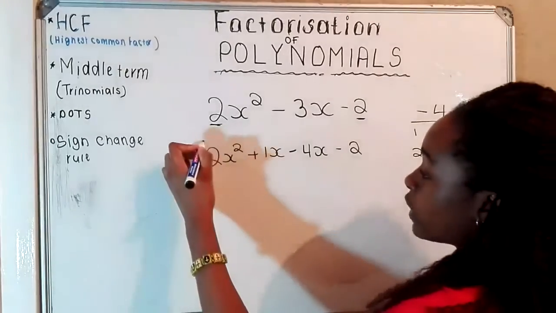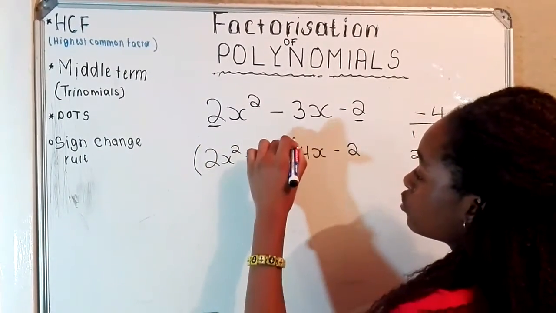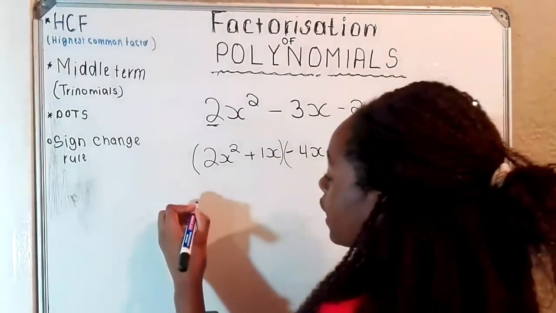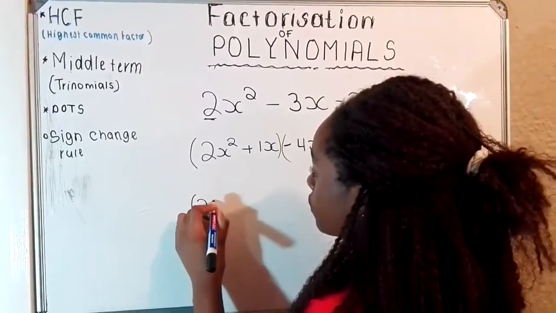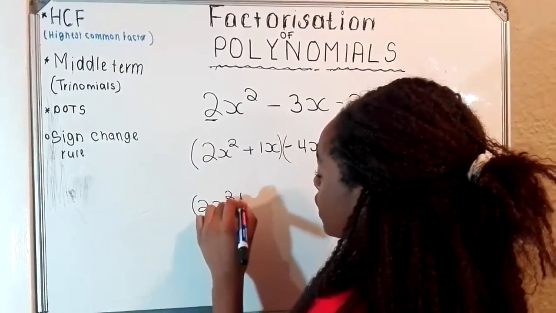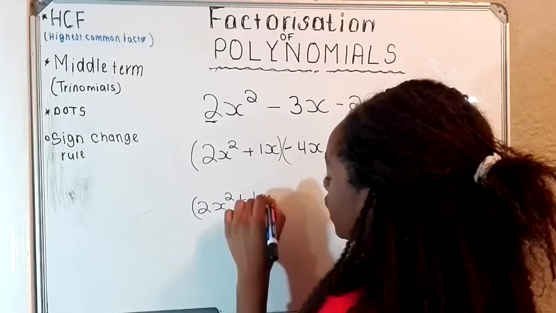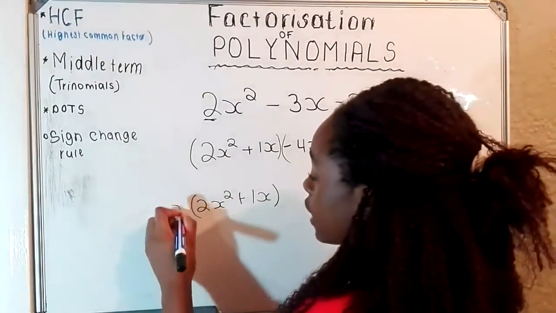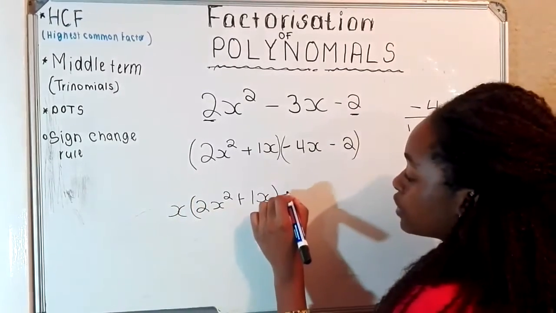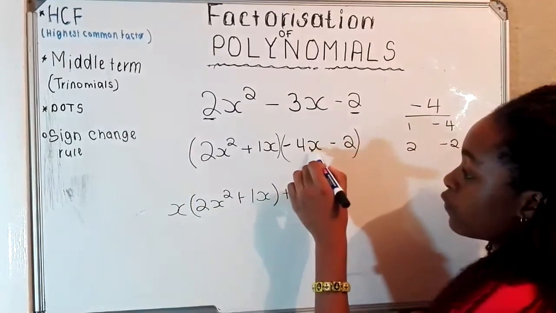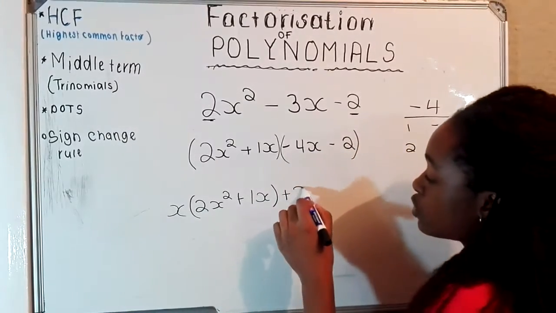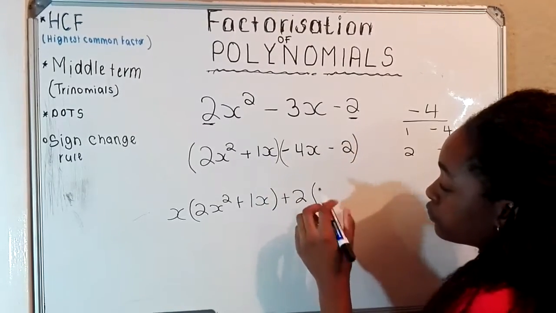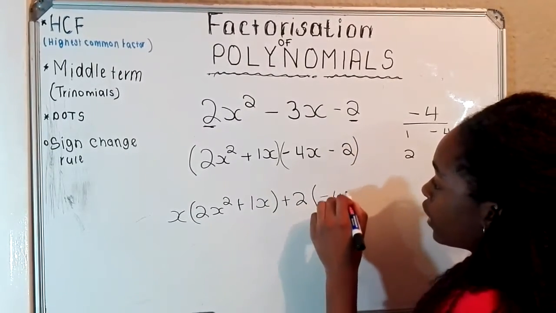So now we can group them. We can group each two by each other, and we can work from there. So when we group them, we'll have over here 2x squared plus 1x, and we see what is common between them. X is common between them, so we can factor out x, and here we'll have a positive sign, and we have minus 4x minus 2, and we see that 2 is common, so we can factor out 2, and you'll be left here with minus 4x.